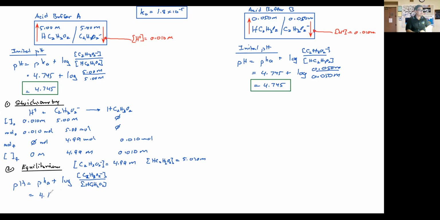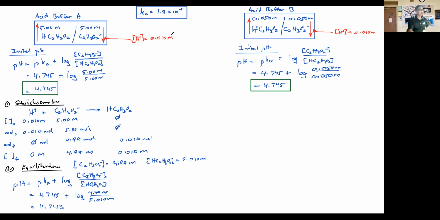That's 4.745 plus the log of, and let's go ahead and plug this in then. It's going to be 4.99 molar over 5.010 molar. If you plug that in, I get an answer here. So I'm going to leave it up to you to confirm this for me. I get a pH now of 4.743. 4.743, yeah.